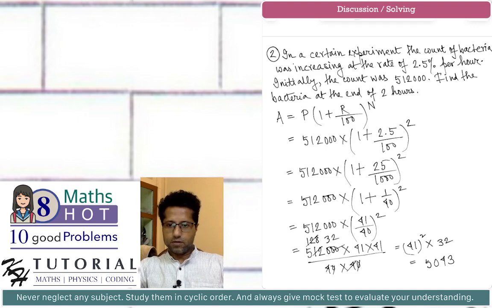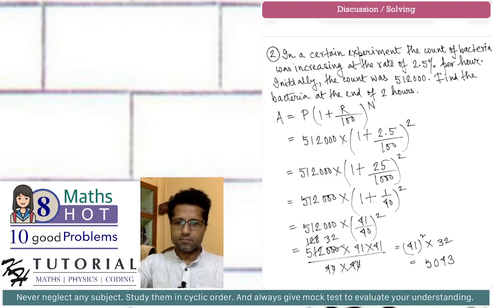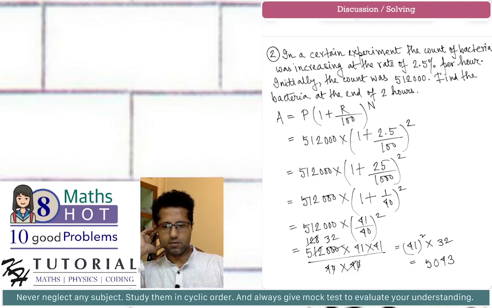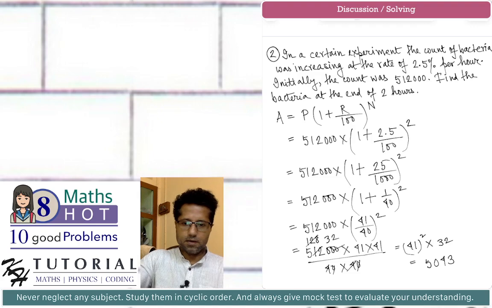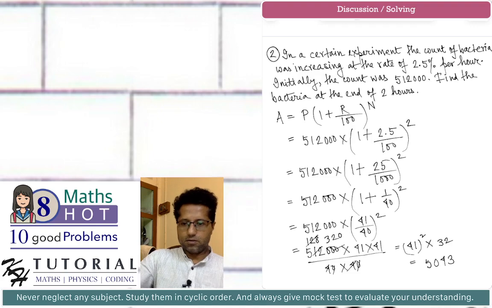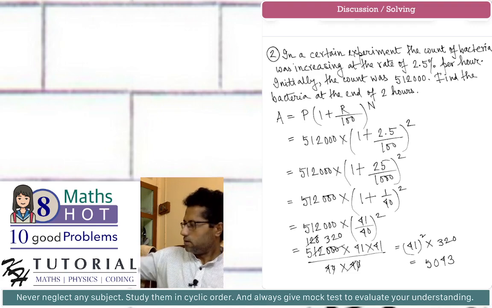So it is 41 by 40, 2.5 per hour. Okay, 2.5 by 100. Fine. 2.5 by 100 is 25 by 1000, which is 1 by 40. 1 plus 1 by 40 is 41 by 40. So 41 by 40 squared is 512000 multiplied by 41 multiplied by 41 divided by 40 multiplied by 40. So 20 cancels out. Okay, so there will be a 0 over here. So this is 41 squared multiplied.